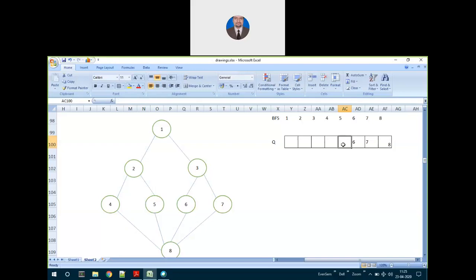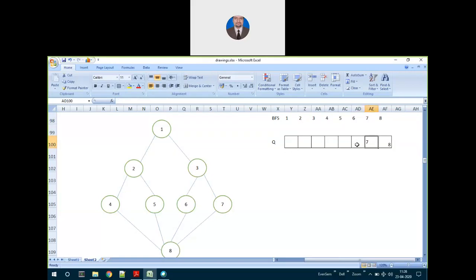Then the next vertex is 6. There are 2 vertices adjacent to vertex number 6, that is vertex 3 and vertex 8. When we look into my BFS in this search, 3 is already covered and explored. And what about 8? 8 is also visited. So I can say that 6 is also explored, because both the vertices connected to it are already visited. So I can call 6 explored and remove it from my queue.